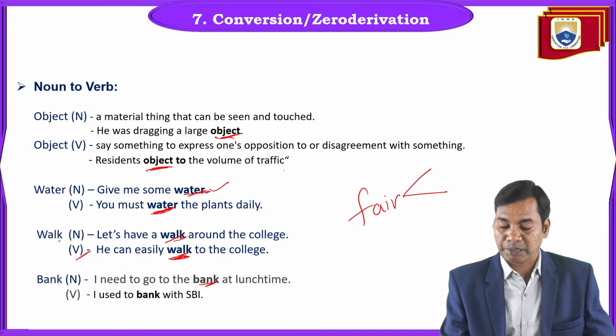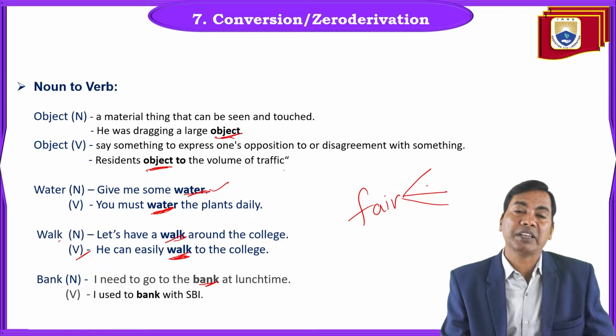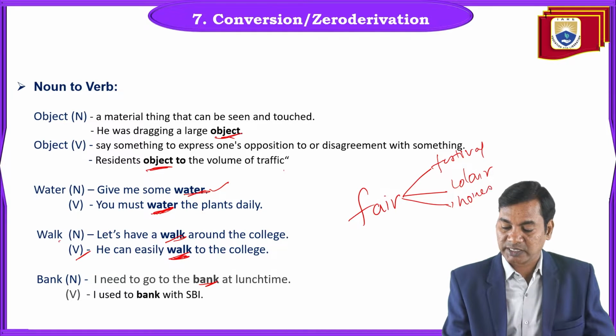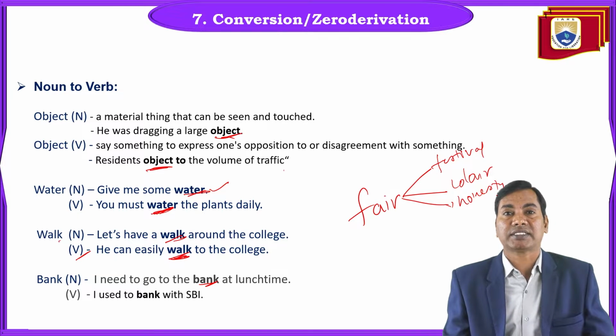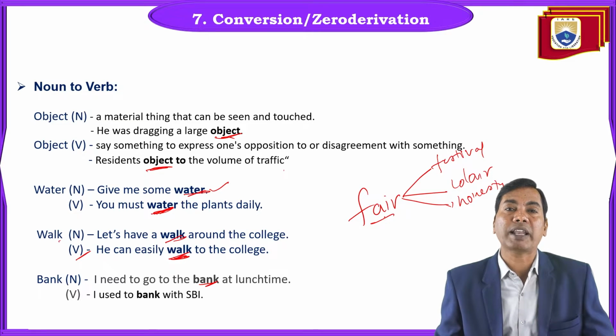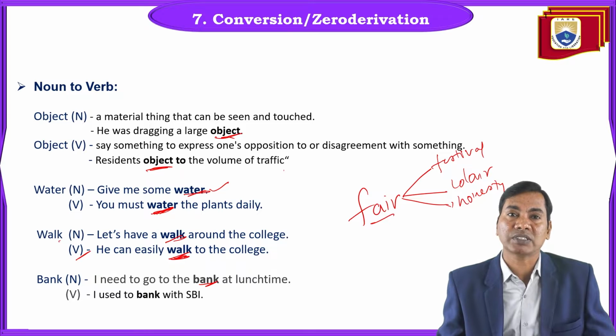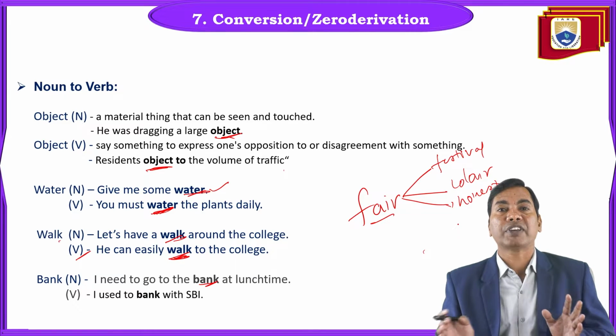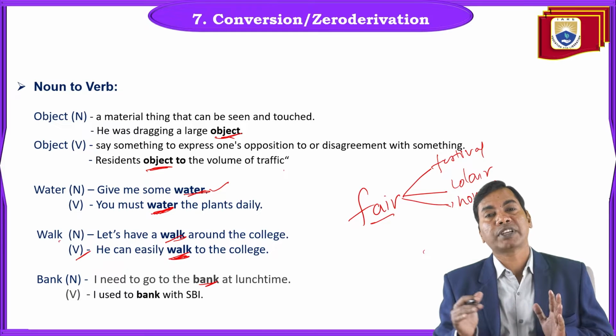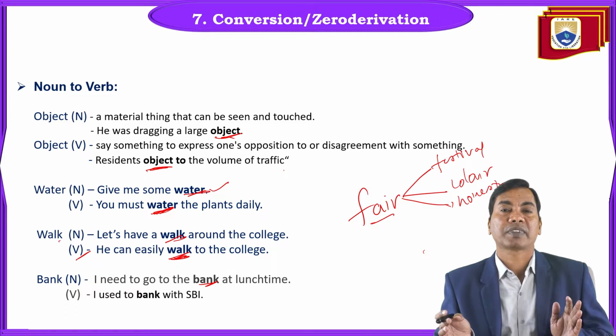In my previous lecture I talked about different meanings of this, right? Fair means festival, fair means color, right? And fair means honesty. So different meanings. No change in the spelling and no change in the pronunciation. That is what is called zero derivation. No prefixing to the existing word or no suffixing to the existing word.